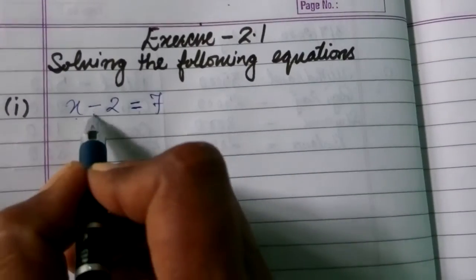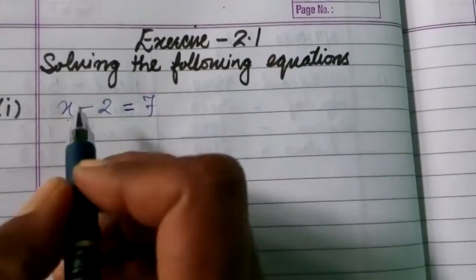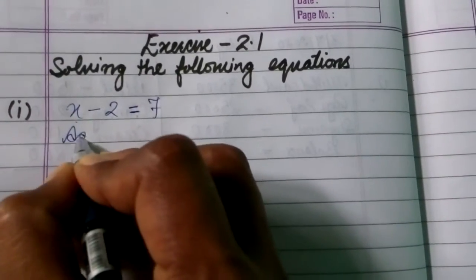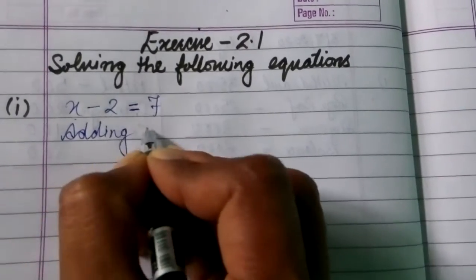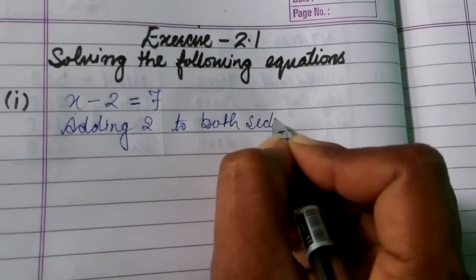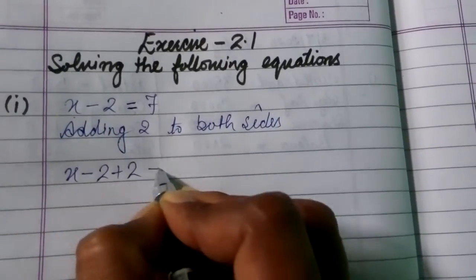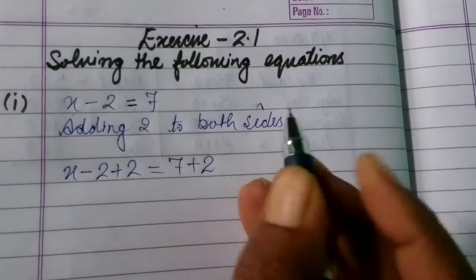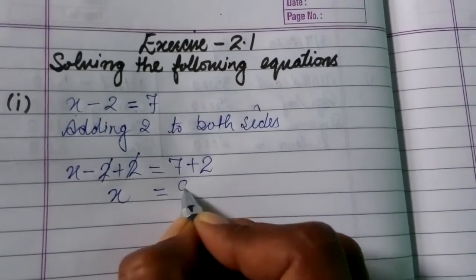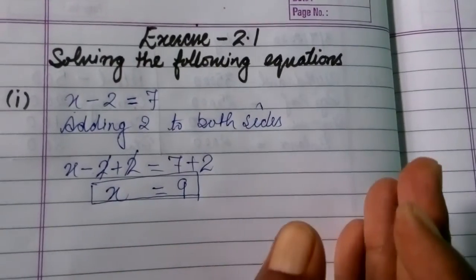First step is, if I want to remove this minus 2 from here, then what will I do? There is only one way. If I add 2 here, then what will happen? Adding 2 to both sides, I'll get x minus 2 plus 2 is equal to 7 plus 2. Now minus 2 and plus 2 will get cancelled, and you will remain with 7 plus 2, 9. So you got the value of x here. So the value of x is equal to 9.